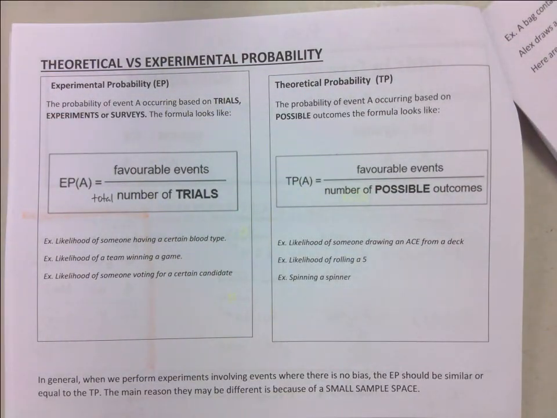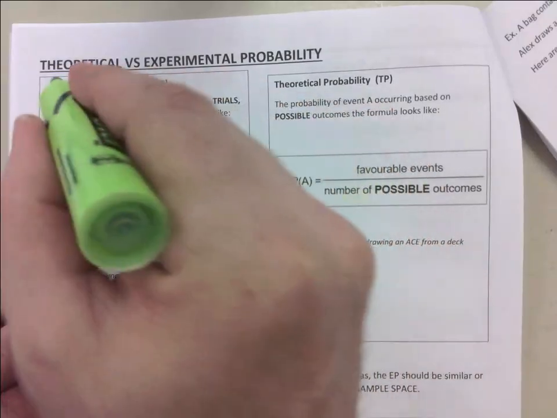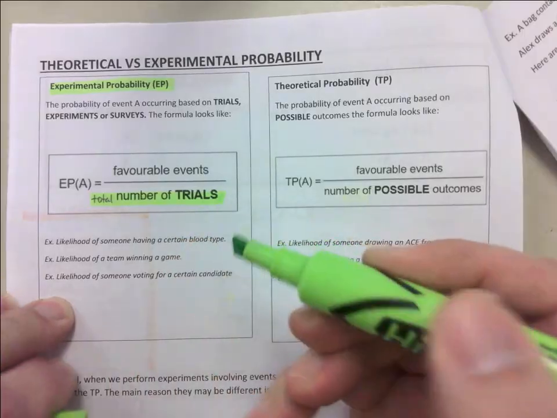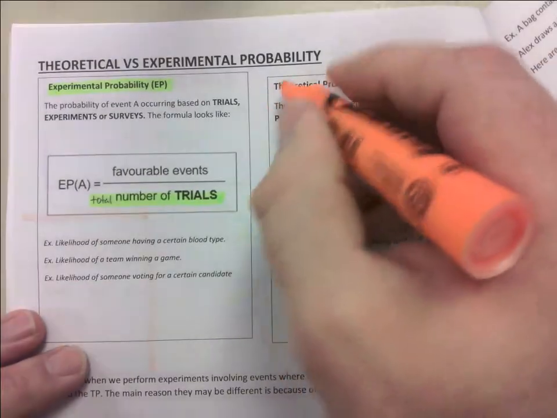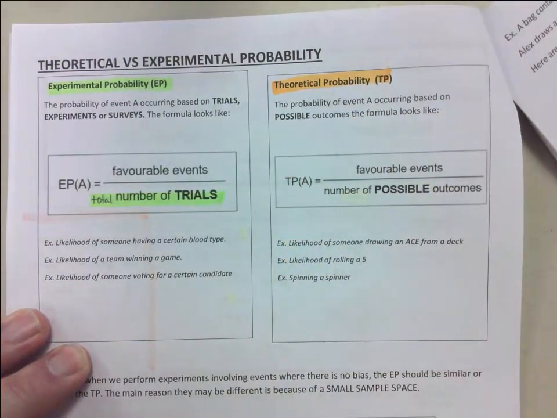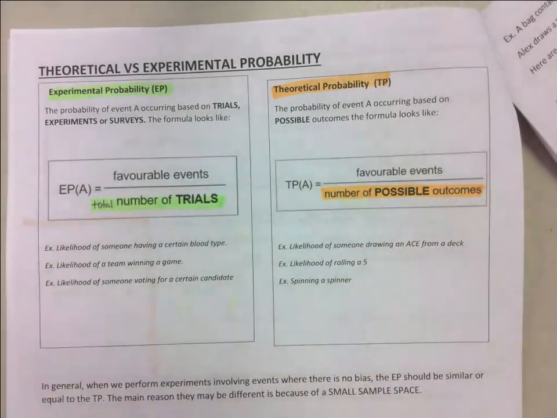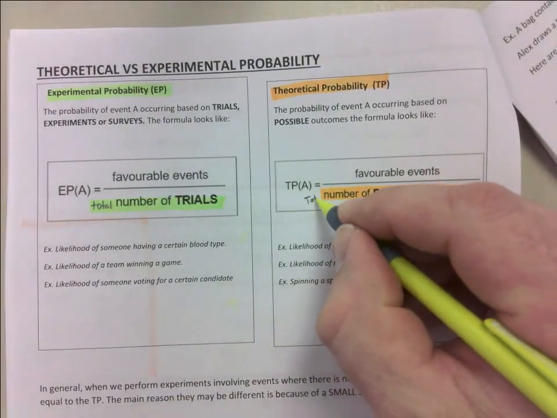So I have 2 different colors, orange and green. Experimental probability is based on total number of trials. Theoretical probability, it's the total number of possible outcomes. Let's put total there as well. I don't want you to forget that. That is always true.